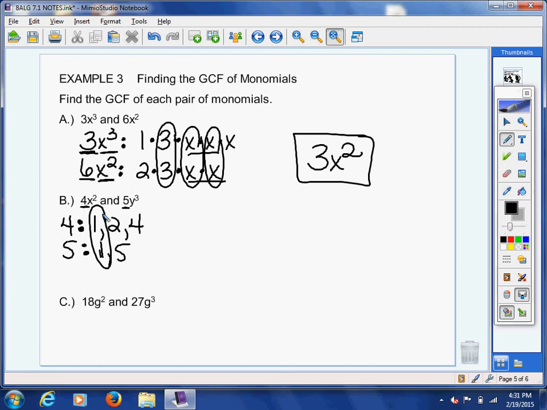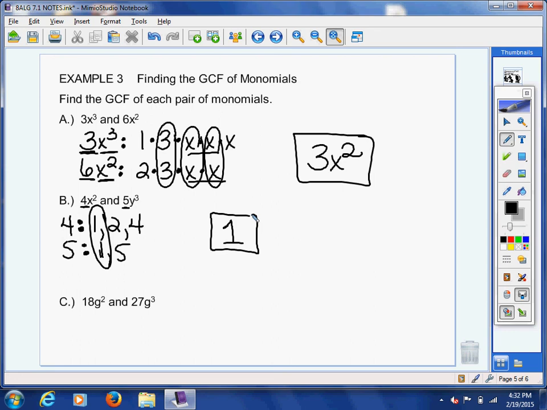Now, x squared and y cubed, they're not the same variable. We don't have x's in both those monomials, and we don't have y's in both of those monomials. So there's nothing common in the variables at all. The only greatest common factor you have is 1. The variables are not shared with each other. X squared is different than y cubed.